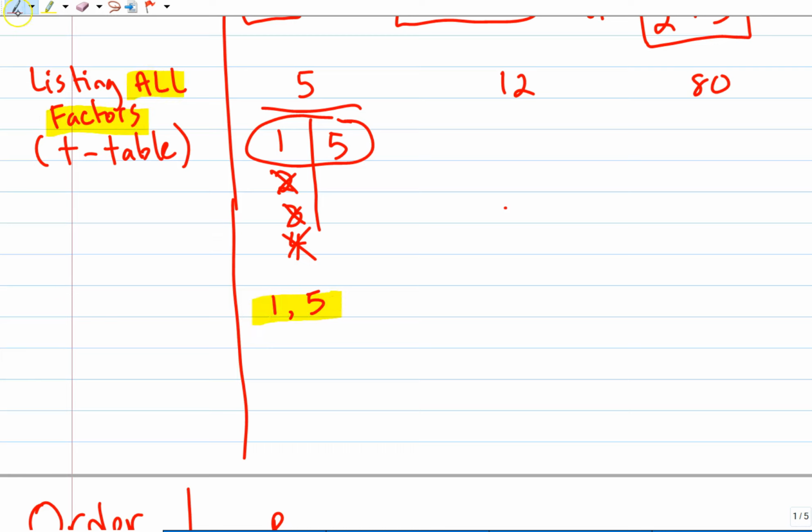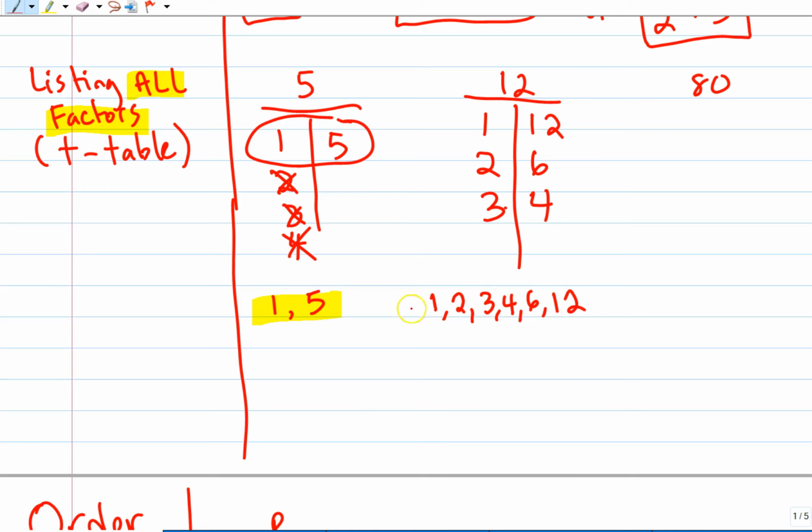Okay? All the factors of 12 would be, well, start with 1, 12, 2. 2 goes into 12 6 times. 3 goes into 12 4 times. And we're done. How do we know? Well, we just went down the list, and after 3 would be 4. We already got 4. And anything bigger would have matched with anything smaller. So this is a list of all the factors of 12. We would put 1, 2, 3, 4, 6, and 12. And that's how you would list all the factors of 12.